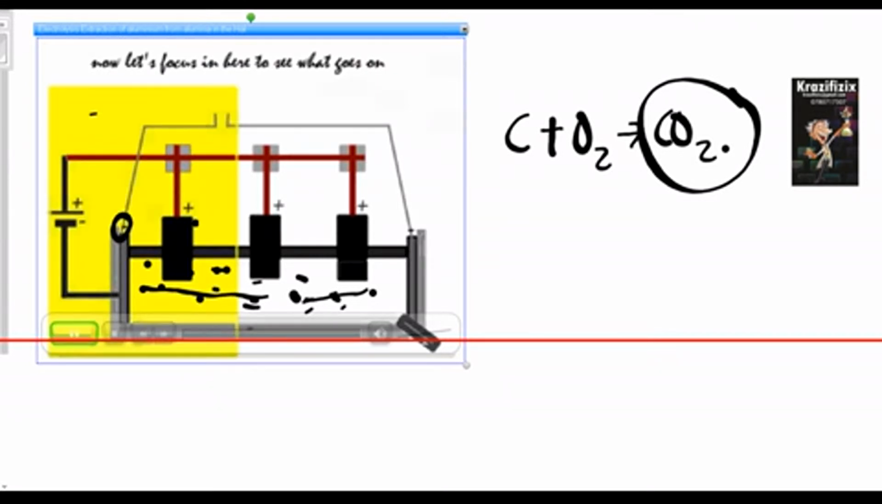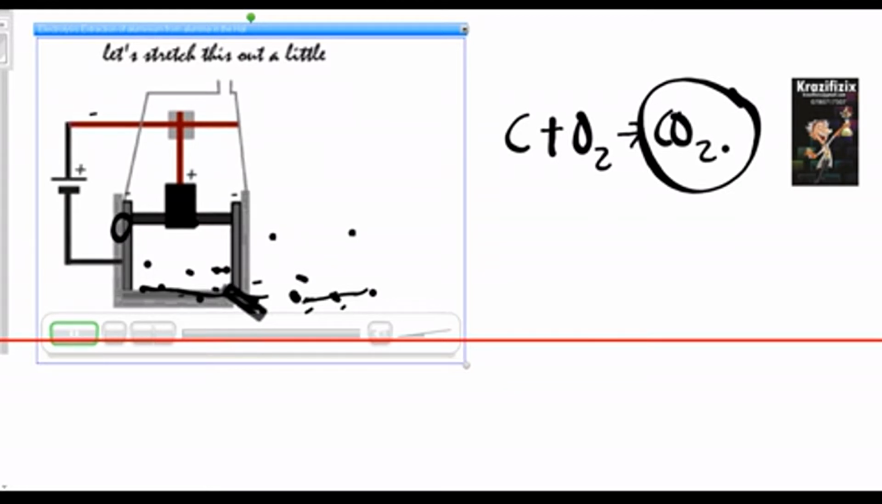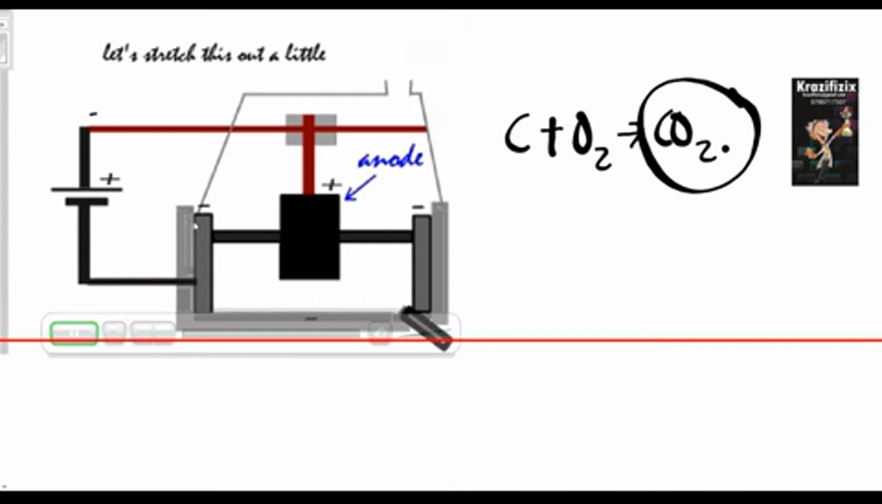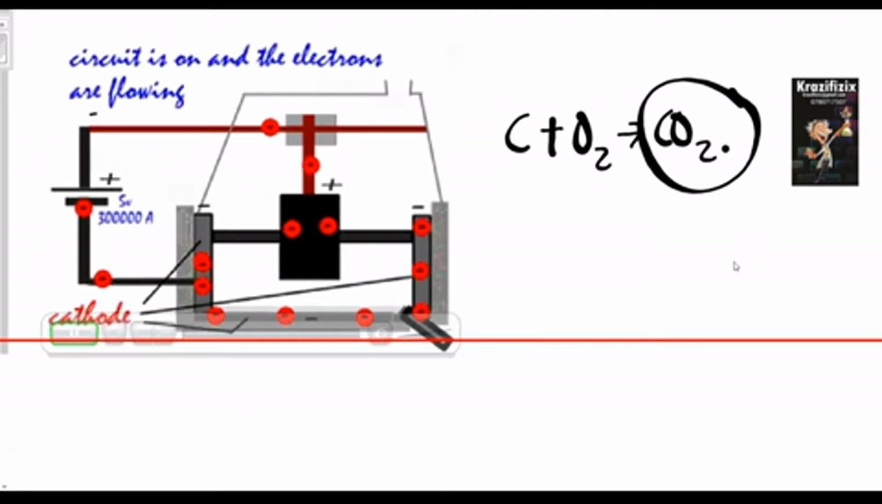All right, let's see what goes on that side. This side is now highlighted. Let's see what goes on that side. Okay, let's clean this just to make sure we have a good view. That's the anode. All right, so we've got the anode here. Now look at this animation.